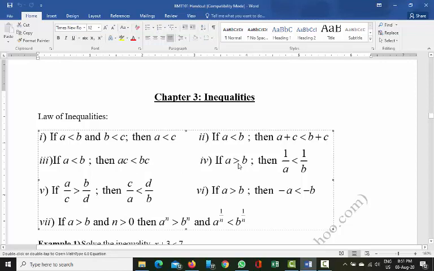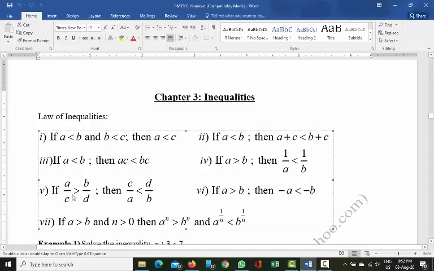Next one: if A is greater than B, then 1 by A should be smaller than 1 by B, because instead of A we are having 1 by A, the inverse of A, and also 1 by B, the inverse of B. So the relationship will reverse, we will get the opposite relationship. If A is greater than B, then 1 by A should be smaller than 1 by B.